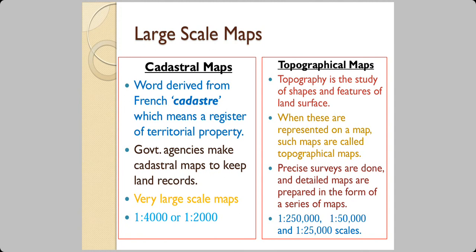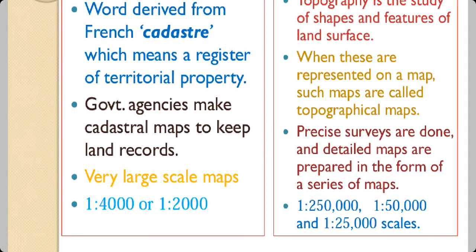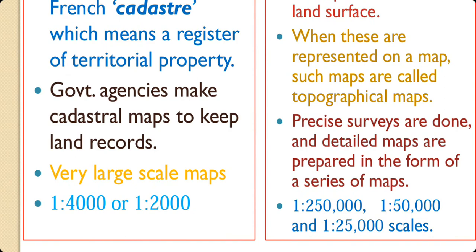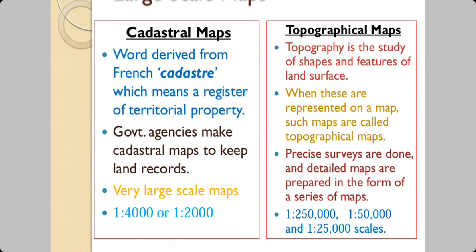And the topographical maps, first of all, what is topography? It's a study of the shapes and features of land surface. So a topographical map shows these features of the land surface and the shapes. When these are represented on a map, such maps are known as topographical maps. Now, before such maps are made, surveys are done. These surveys are very accurate, very precise, and detailed maps are prepared on the basis of this information.